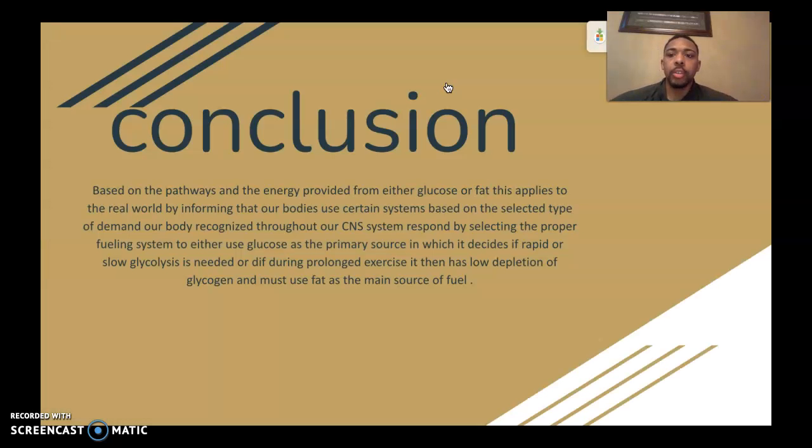So, in conclusion, based on the pathways and the energy provided from either glucose or fat, this applies to the real world by informing our bodies to use certain systems based on the type of demand our body recognizes through the central nervous system, and by responding by selecting the proper fueling system, whether that be glucose as a primary source or tapping into stored energy from fat, based on either rapid exercise or prolonged exercise.